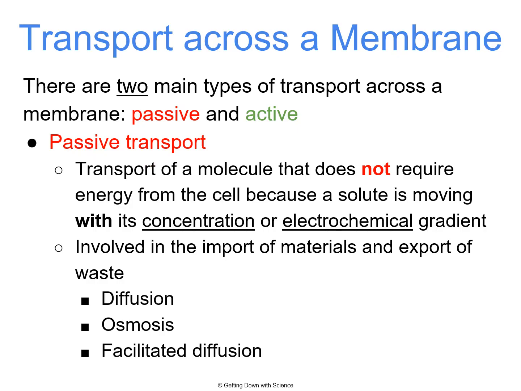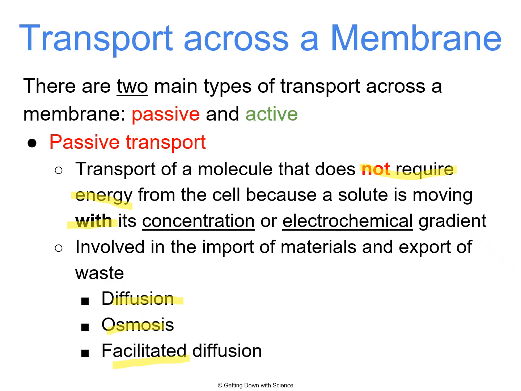I'm going to highlight some stuff on here that you guys must know. This type of transport does not require energy. So no energy is needed for these particles to move. Particles are always going to be moving with the concentration gradient, or down the concentration gradient. And there are three types of passive transport. We have diffusion, we have osmosis, and we have facilitated diffusion.